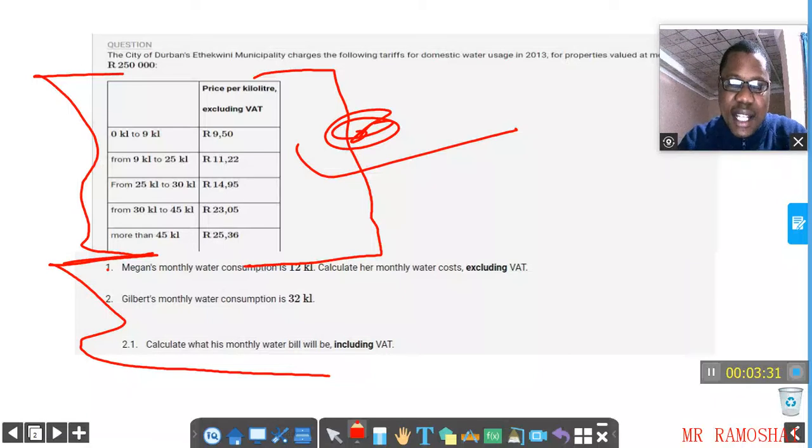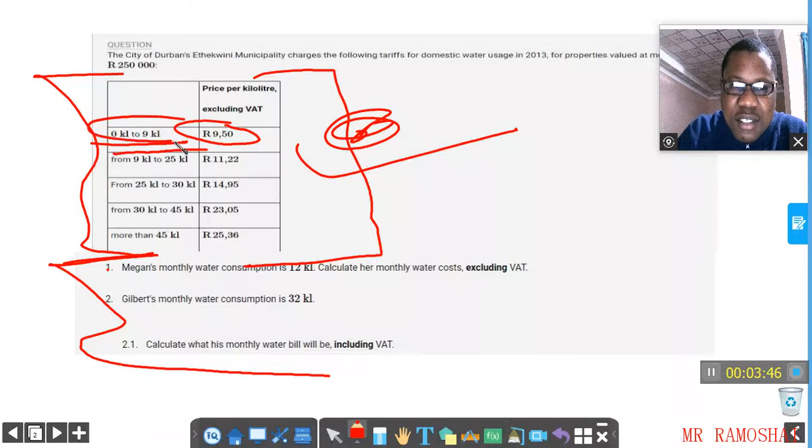So now look at this. They are telling you that if you use between 0 and 9, they are going to charge you 9.50 per kiloliter. But if you continue to use the next kiloliters that come after 0 to 9, they are going to charge you this amount. Are we clear? So this is how it works. If you check, the more you use, the more you're going to pay, right? So look at the meaning of this table.